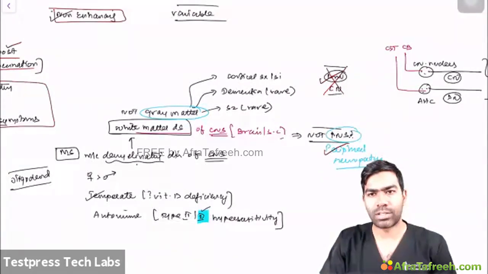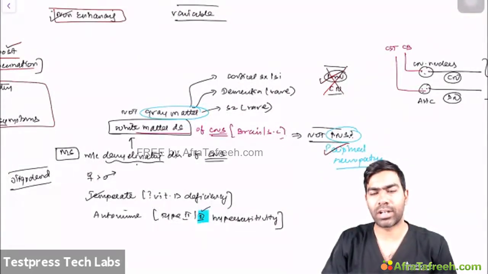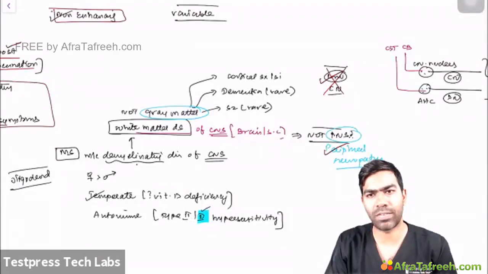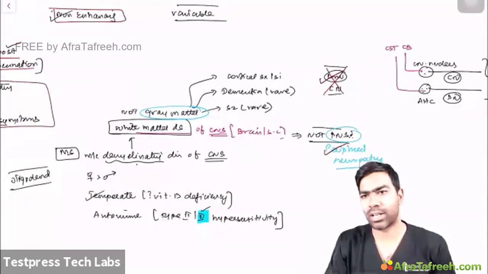Can't the cranial nucleus in the brainstem be affected in multiple sclerosis? No, the cranial nucleus in the brainstem can't be affected in MS. It doesn't affect the cranial nucleus. That is why it causes only pseudobulbar palsy.